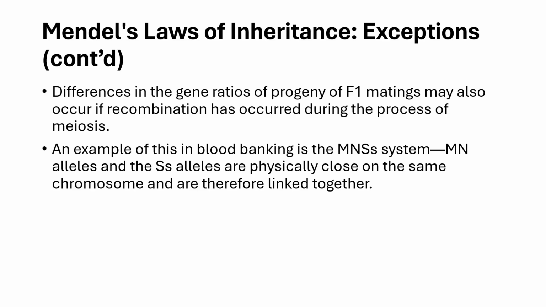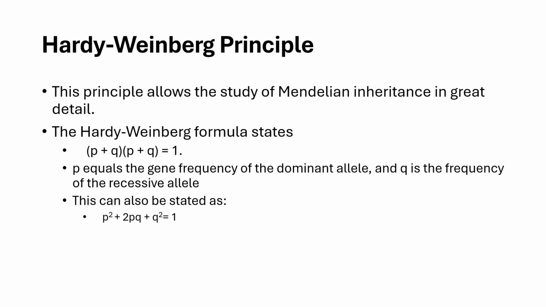An example of this in blood bank would be, again, the MNS system. The M and N alleles and the S alleles are located close to each other on the same chromosome and tend to be inherited together due to linkage. However, because recombination can occur during meiosis, these alleles may sometimes be separated, which can lead to a different gene combination than expected if these genes assorted completely independently. So understanding linkage and recombination is important in blood banking for accurate prediction of inheritance patterns, especially for linked blood group systems like the MNS.